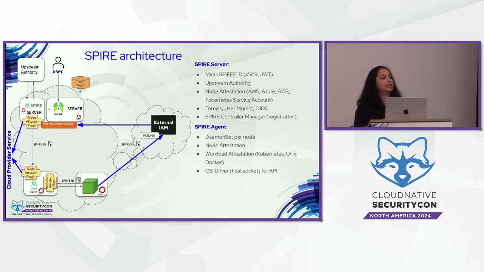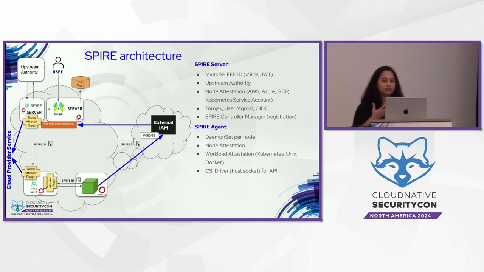Kubernetes uses service accounts for this because service account tokens can be reviewed with the token review API. And that's what the SPIRE server does. It integrates with Tornjak, like we've talked about: user management, visibility, policy, et cetera. It also provides OIDC federation.